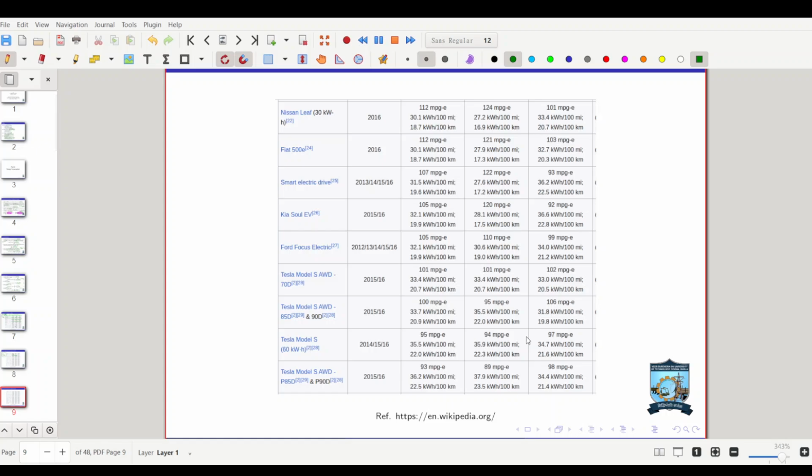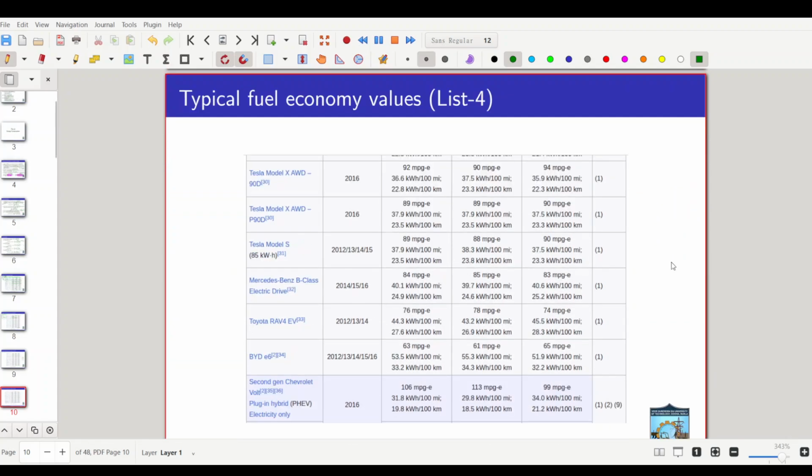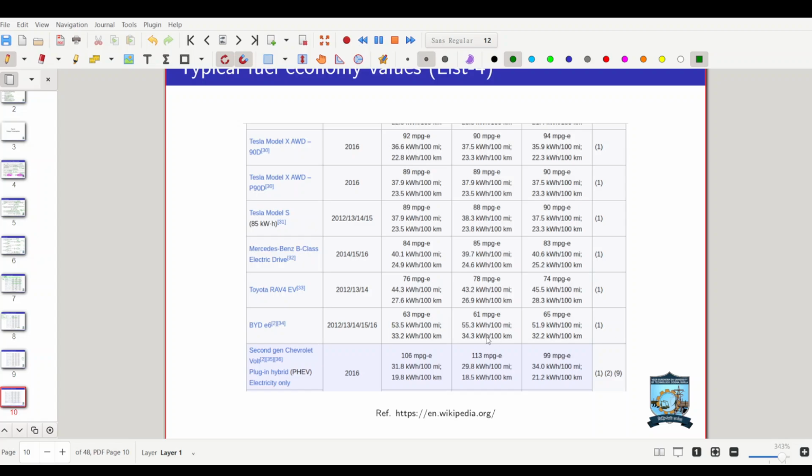If you need to know about all these details, you can go to the Wikipedia site and find out all the energy efficiency. So our objective that we have seen so far is to find out how many units will be consumed per 100 kilometer. We continue, and you see the older models, 2012, 14, are much higher: 25.2 units per 100 kilometer, 28.3 units per 100 kilometer, 32.2 units per 100 kilometer.